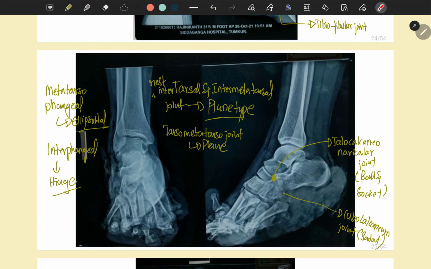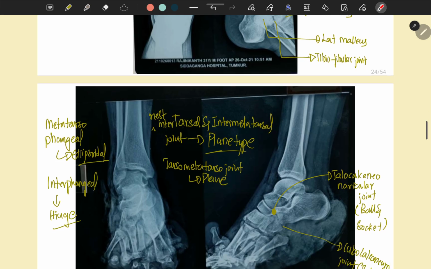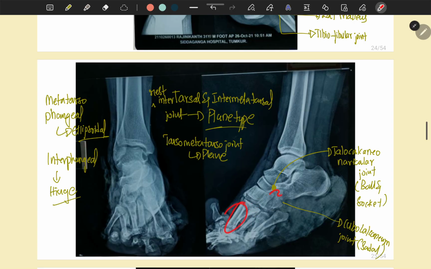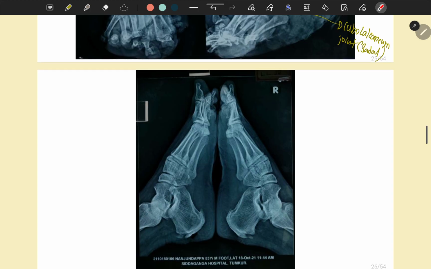And between the calcaneum and cuboid there is the calcaneocuboid joint, which is saddle type. And rest all intertarsal and intermetatarsal joints are plane type. And tarsometatarsal joints, between the metatarsals and tarsals, are plane type. And the metatarsophalangeal joint is ellipsoid, and the interphalangeal joint is a hinge type of joint.